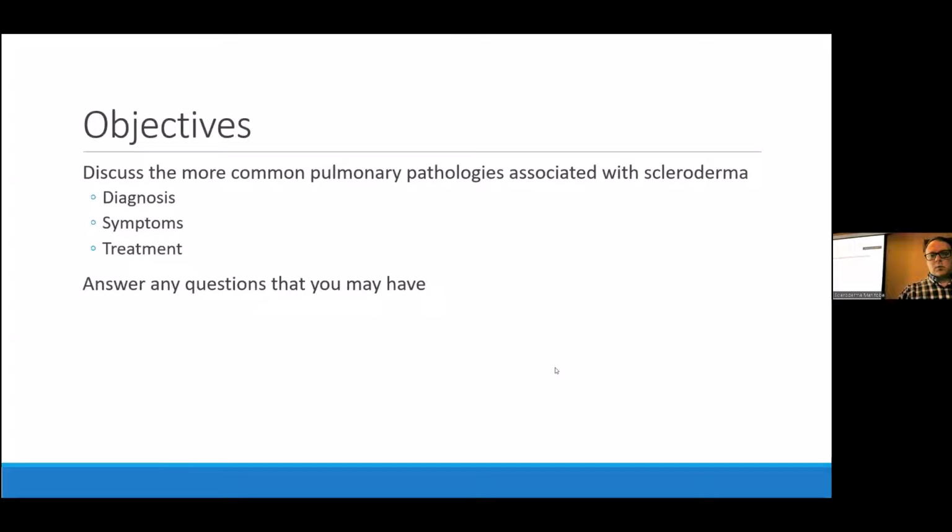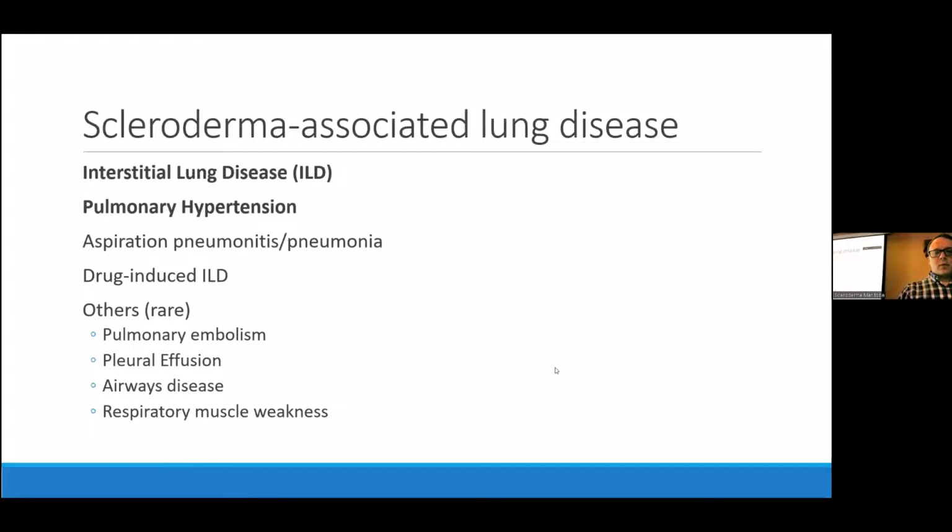With that said, what I'm hoping to talk about today is a little bit more about the pulmonary manifestations of scleroderma, including diagnoses, patient experience of those manifestations, and the treatment options we have today, which are expanding year by year. And as I said, I'm hoping to have a lot of time to answer any questions that you might have for me.